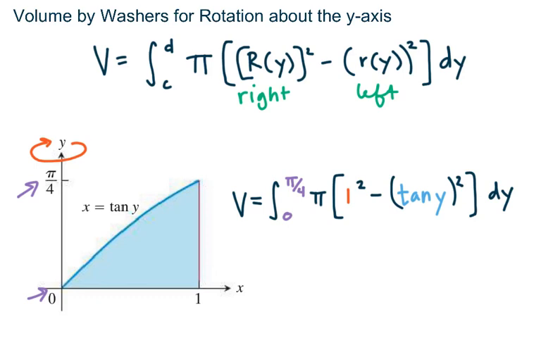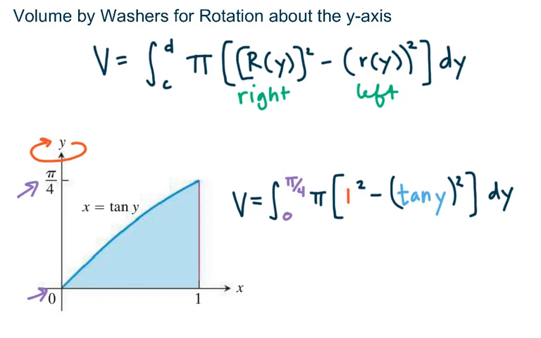So that's our setup. Pause the video, make sure you understand how I set this up. It can be a little confusing, but the more practice you get with it, the easier it is to visualize. All right, so again, if you're using the washer method and you're going about the x-axis, or some horizontal line, it's always going to be in terms of x. And if we're going about the y-axis, we have x in terms of y.